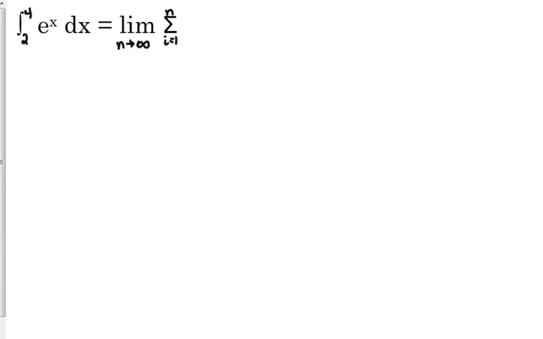Okay. So let's look at this one. The integral from 2 to 4 of e to the x dx. So I said the easiest part is to do the width of the interval. So it's width 2, because we're going from 2 to 4. So we've got 2 over n on the outside.